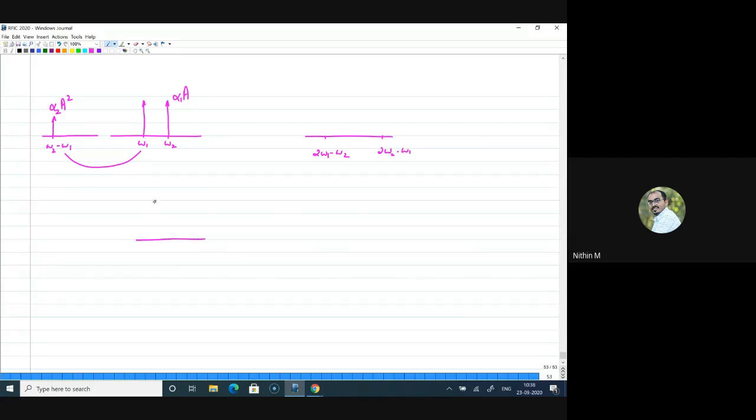when you have this fundamental term at omega 1 and omega 2 with alpha 1 a as the amplitude, and it combines with the harmonic terms, in the sense the second harmonics, say for example the components at 2 omega 1 and 2 omega 2. What is the amplitude of the 2 omega 1, 2 omega 2 components? It will be alpha 2 a square by 2, I guess. Yeah, this is another possibility.